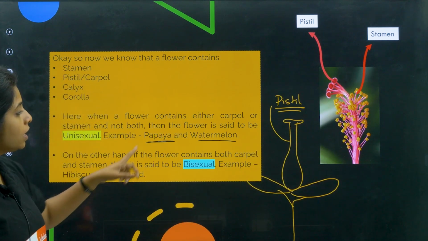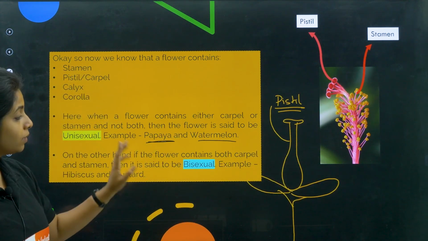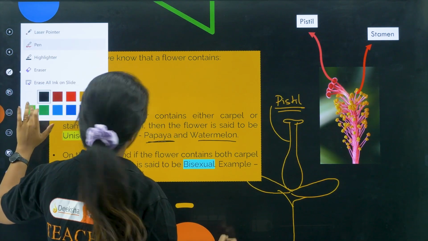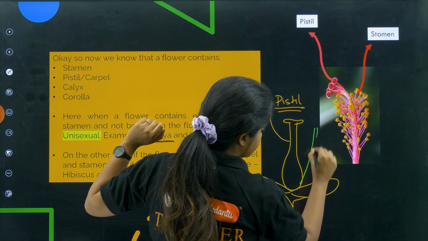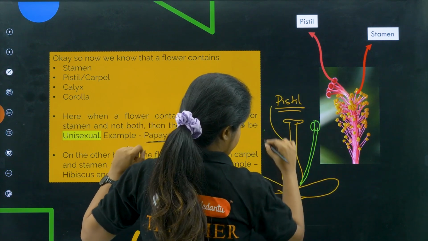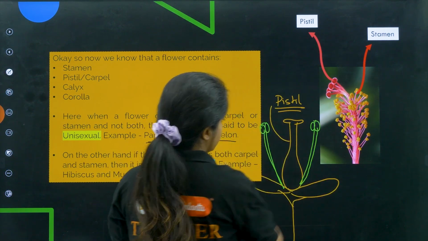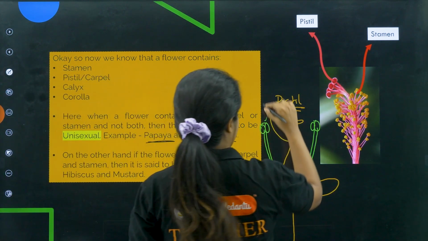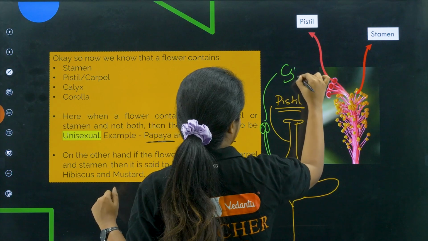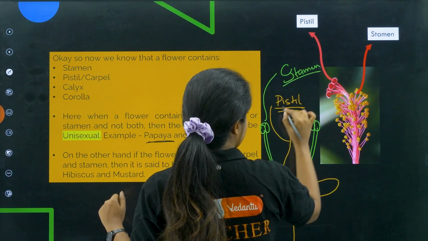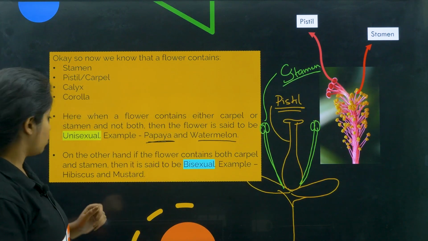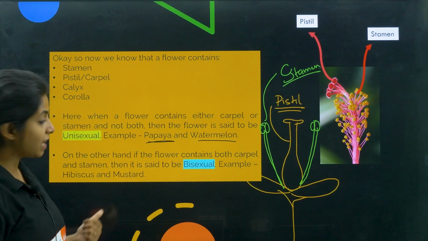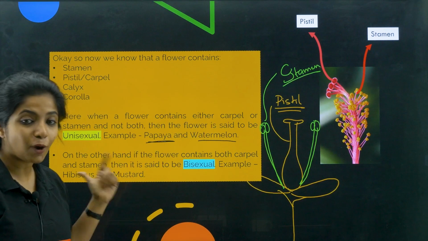Now, on the other hand, if the flower contains both the carpel and the stamen, then it is said to be bisexual. So over here, along with this, if you have this also, what would you call it? This is the stamen. So you have both stamen and pistil. The example is hibiscus and mustard.